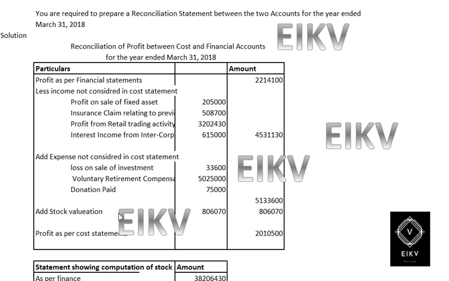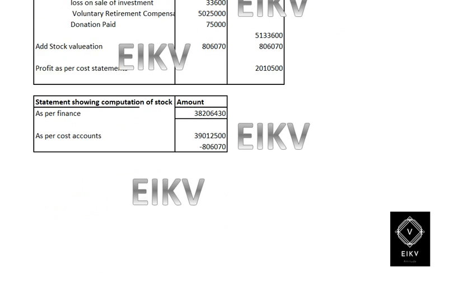Okay, then we have stock adjustment. For stock adjustment I have prepared a table. As per finance we have 3 crore 82 lakh 6,430, and as per costing we have 3 crore 90 lakh 12,500. When we take the difference, we get a difference of 8 lakh 6,070. When we check these details, we can find that the valuation in cost records is more than in financial records.